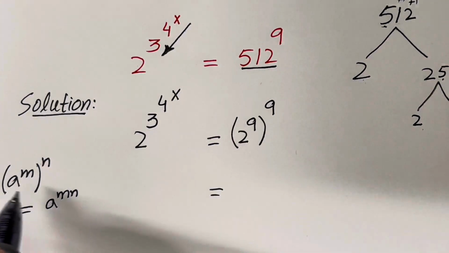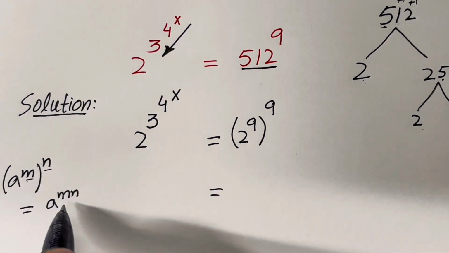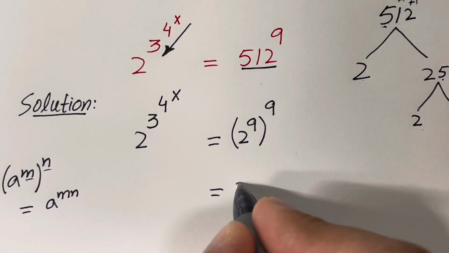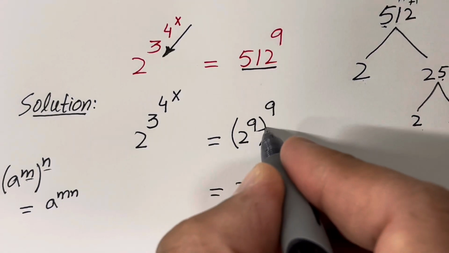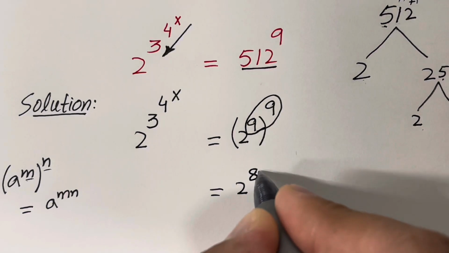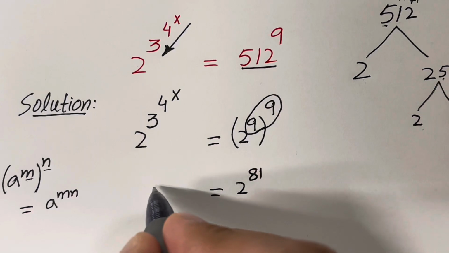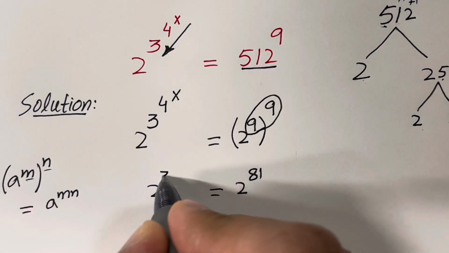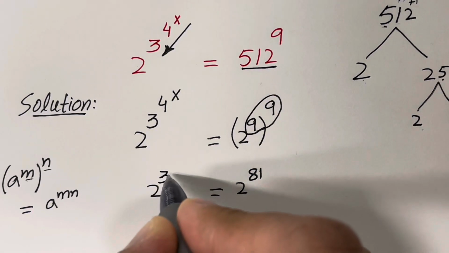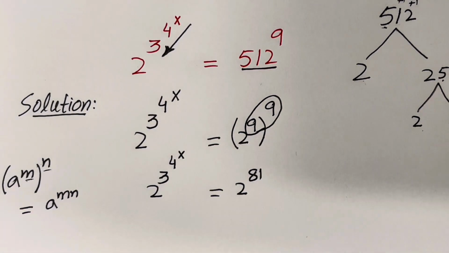But on the right hand side we can use this property, which says just multiply these exponents. So we have the base 2 and the exponents, and we multiply them: 9 times 9 is 81. On the left hand side we keep the power tower of 2 as it is: 2 raised to the power 3, 3 raised to the power 4, and 4 raised to the power x.